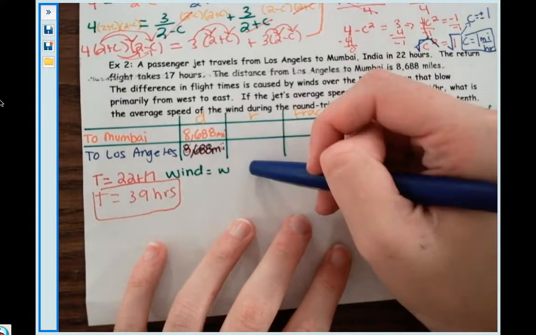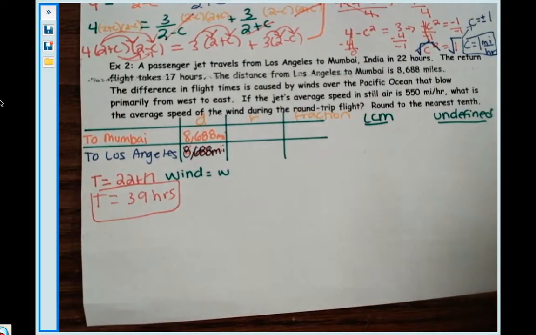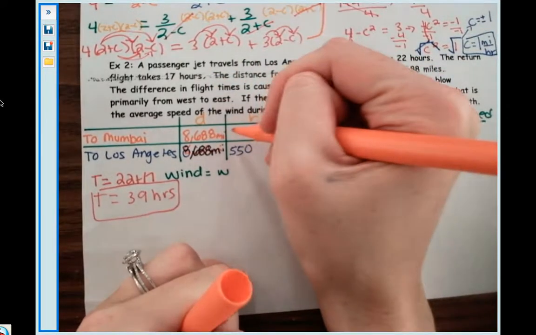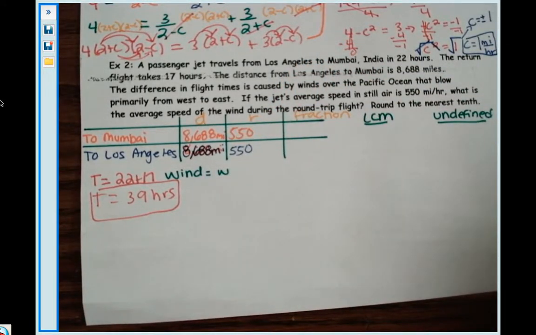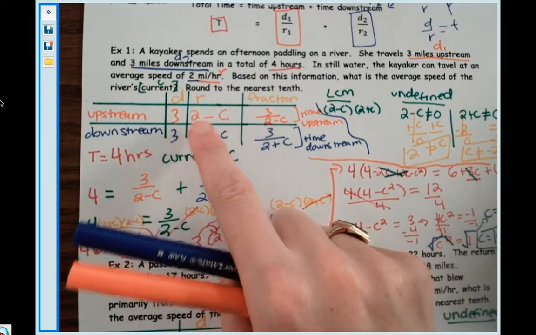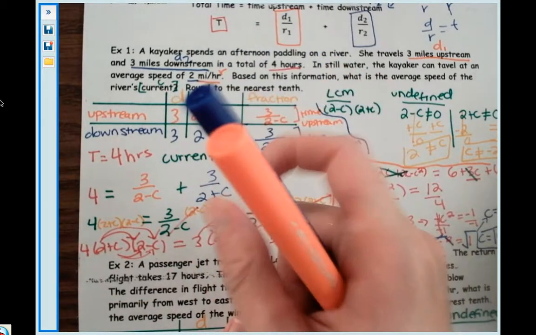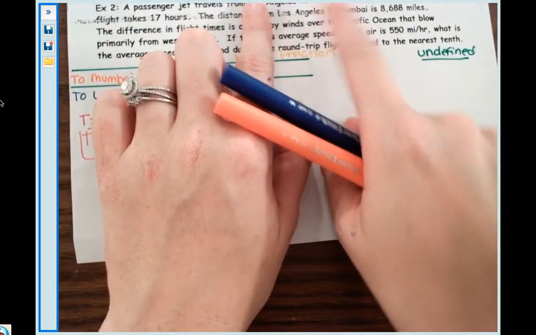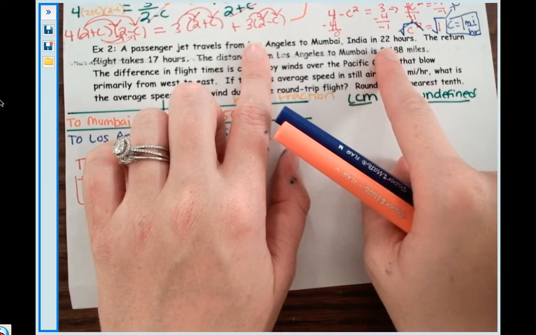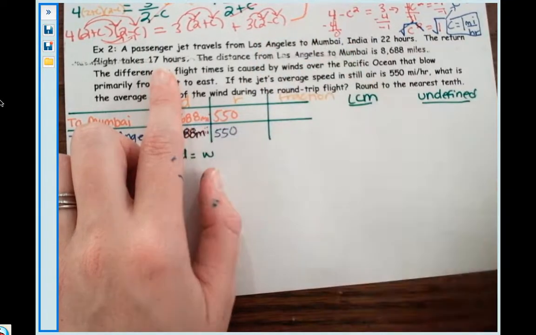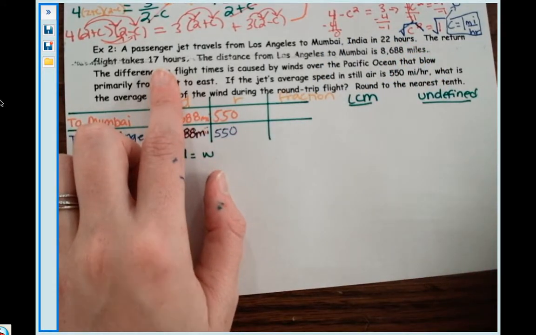So our rate in both of these cases starts off without the wind as 550 miles per hour. So 550 here and 550 here. Now the tricky part is figuring out which one is going faster. Because remember, like in the previous problem, for the faster one, we had to add the current because that would give us a larger rate. And for the slower rate, we had to subtract the current because that would give us a smaller number. Okay, so let's think about this. It says from Los Angeles to Mumbai, it's 22 hours. From our return trip, from Mumbai to Los Angeles, it's 17 hours. So it seems like when we come back, the wind is going with us because it didn't take as long.